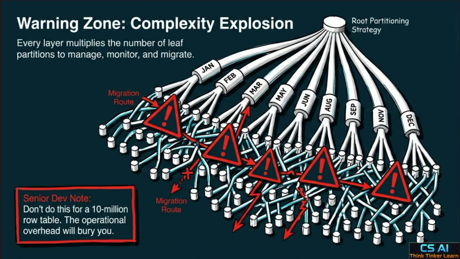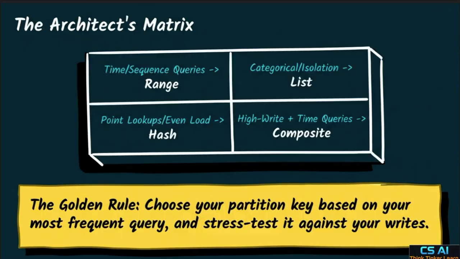But be careful, complexity explodes. Every layer you add multiplies the number of leaf partitions you have to monitor and migrate. If you try to do this on a small 10 million row table, the operational overhead will bury you. Only apply these advanced patterns when your scale truly demands it.